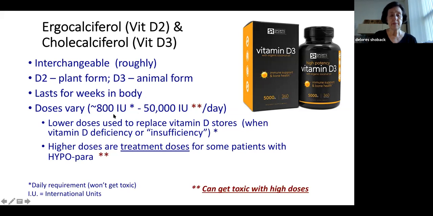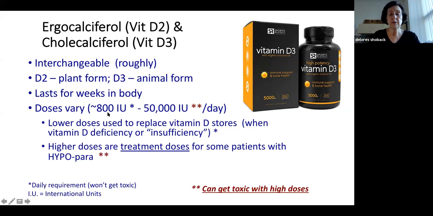And the doses that people take with hypopara, they might just take enough, like for the general population. Maybe you're just taking 800 international units. If you're a person with hypopara who's using one of these forms of vitamin D instead of calcitriol, you might be taking 50,000 units a day, and that might be right for you. But the dosages are going to vary quite a bit.